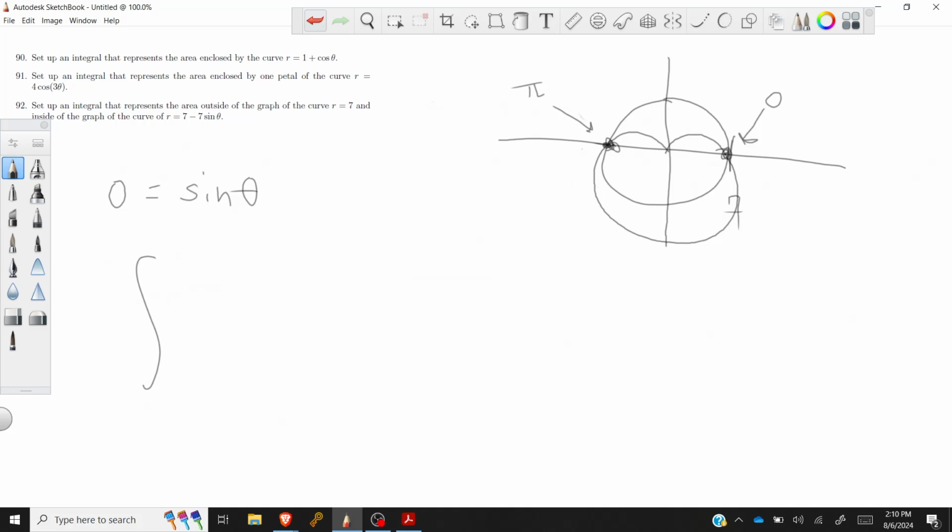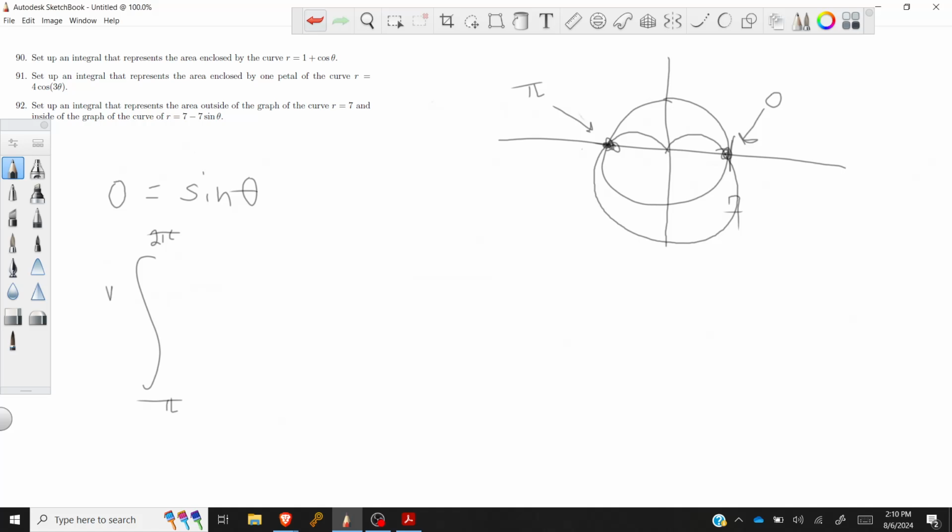So I'm going to set up an integral where we start here and we end here. I'm going to have my lower bound equal to pi and my upper bound equal to 2 pi. If I'm calculating this, I want to subtract this area from the entirety of this area. And when we do that, we'll be left with just this sliver.